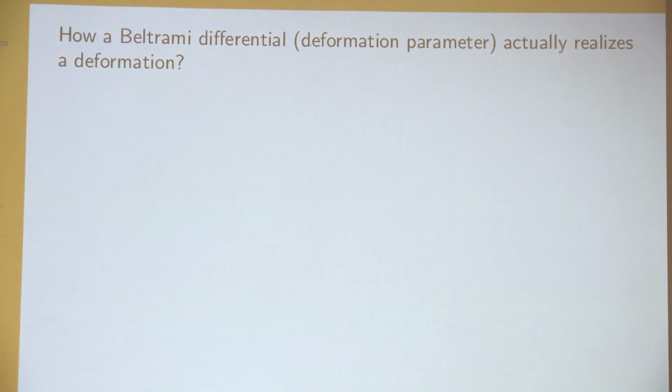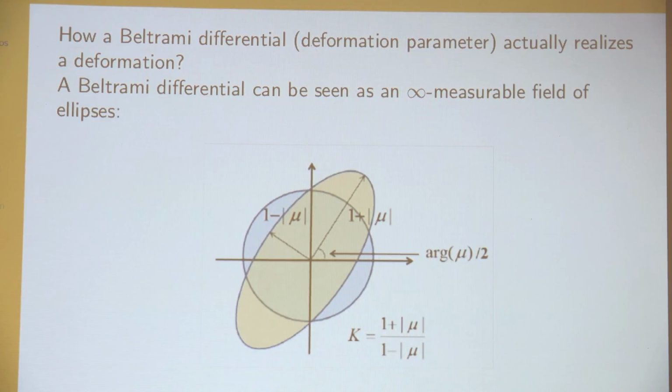So now we have our deformation parameters, how do we actually realize a deformation with a given parameter? Well, a Beltrami differential can be seen as a measurable field of ellipses, actually a measurable field of classes of homothetical ellipses. We don't care about the radius, only the eccentricity, the relation between the major and minor axis. And this is how the Beltrami differential, the mu, encodes the ellipse data.